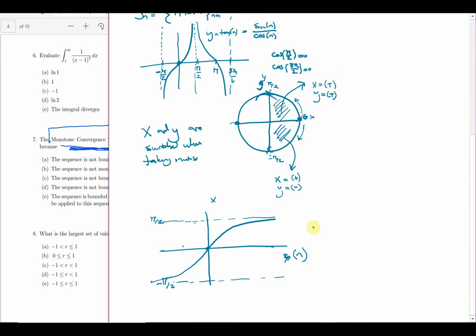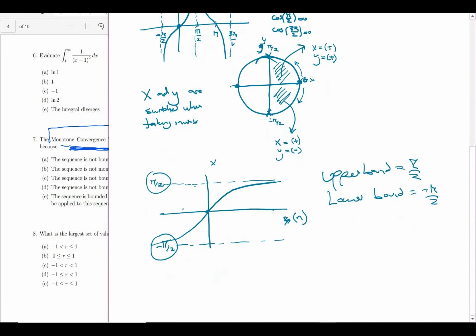For instance, when we're taking the inverse, this is the inverse function, and this is how it behaves. Notice how there's an upper bound and a lower bound. The upper bound equals pi halves. Notice how the function, if it starts all the way over here, is always increasing. It's monotonic increasing if we're going in this direction, from negative infinity to infinity.